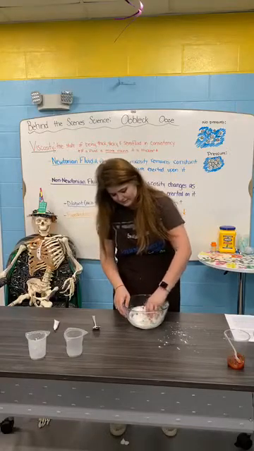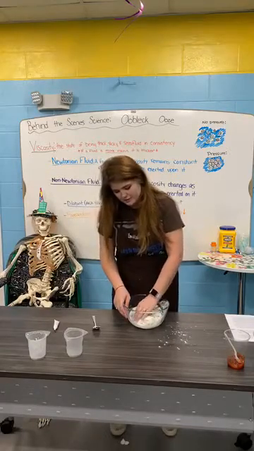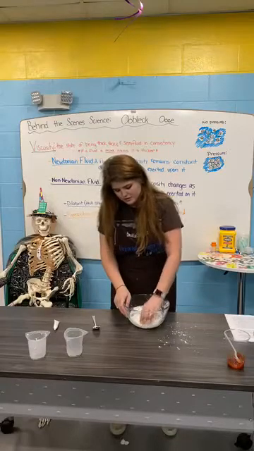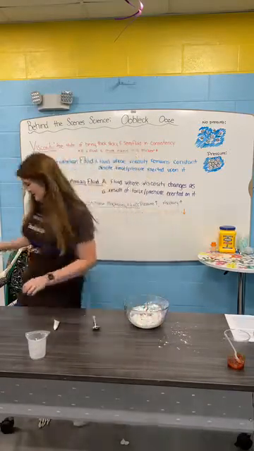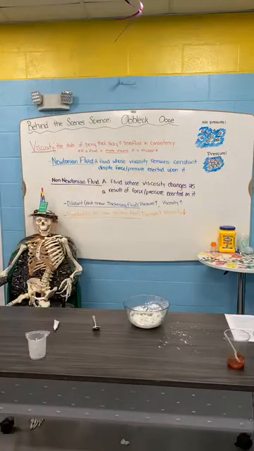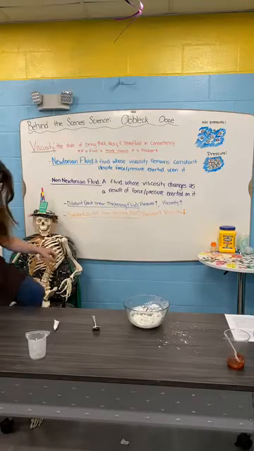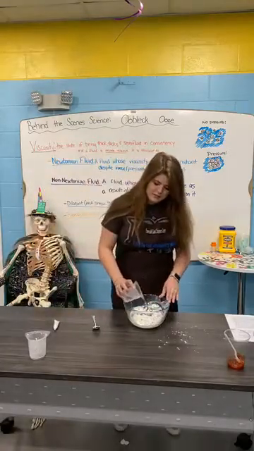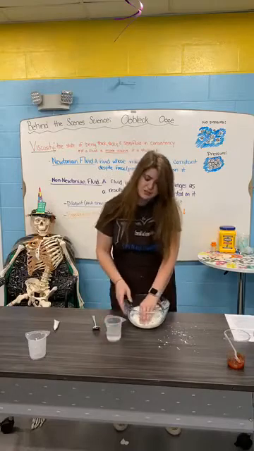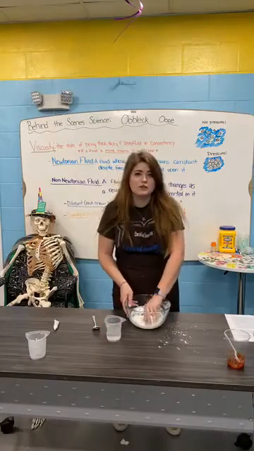So this one might be a little bit too cornstarchy, so I can go grab some more water real quick. So you are going to want to add just a little bit until you reach that consistency, because you can overshoot it if you add too much water.